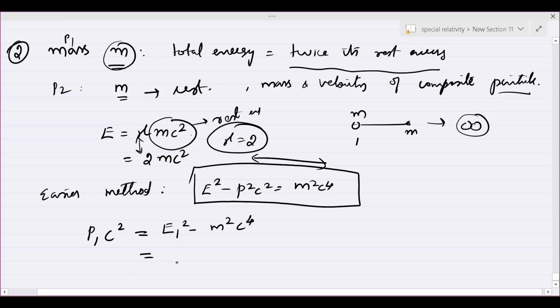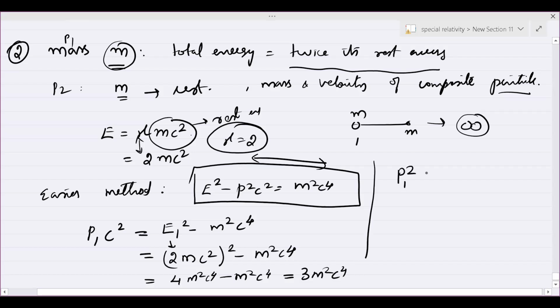We know that E1 is twice its rest energy, so you square that, and subtract m squared c raised to 4. That's equal to 4 m squared c raised to 4 minus m squared c raised to 4, which is 3 m squared c raised to 4. This is equal to P1 squared c squared. So you easily get the momentum as P1 equal to square root of 3 mc.